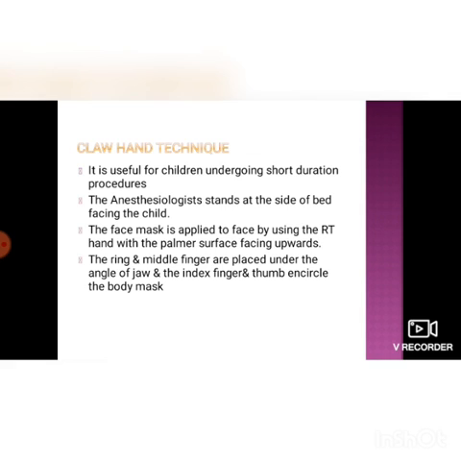Next is the claw hand technique. It is useful for children undergoing short-duration procedures. The anesthesiologist stands at the side of the bed facing the child. The face mask is applied to the face using the right hand with the palmar surface facing upwards. The ring and middle fingers are placed under the angle of the jaw. The index finger and thumb encircle the body of the mask.